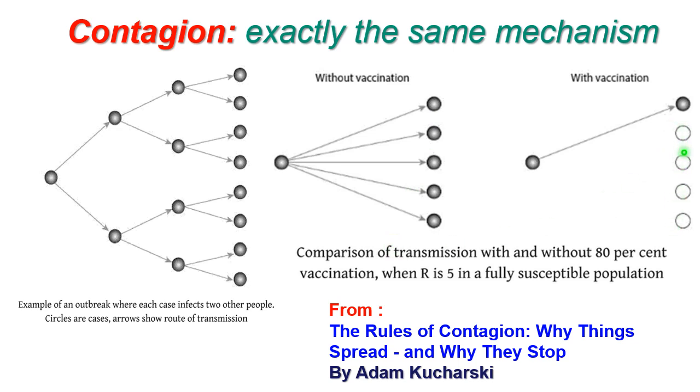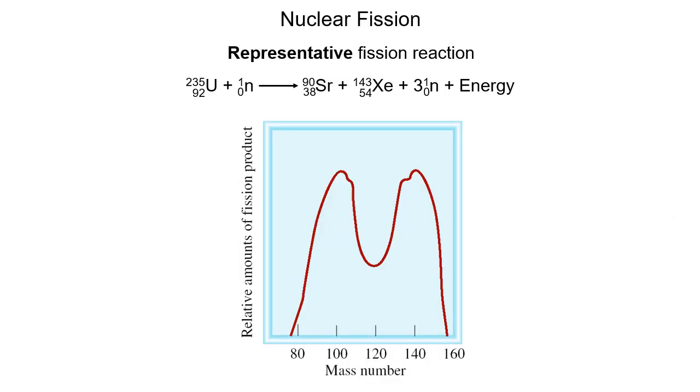If you remove 4 out of 5, you will not have exponential growth. If you remove slightly more than 4 randomly, the epidemic will die out. So now back to nuclear chemistry.